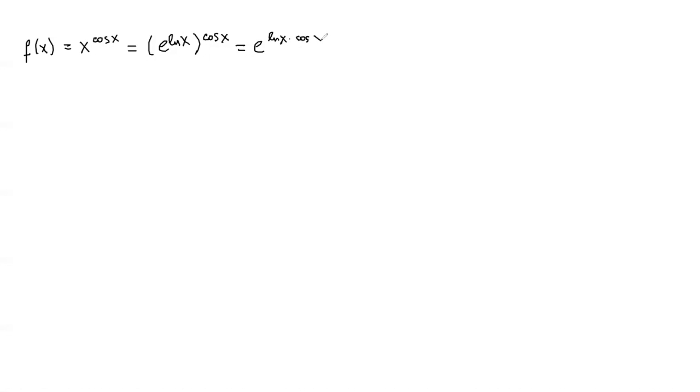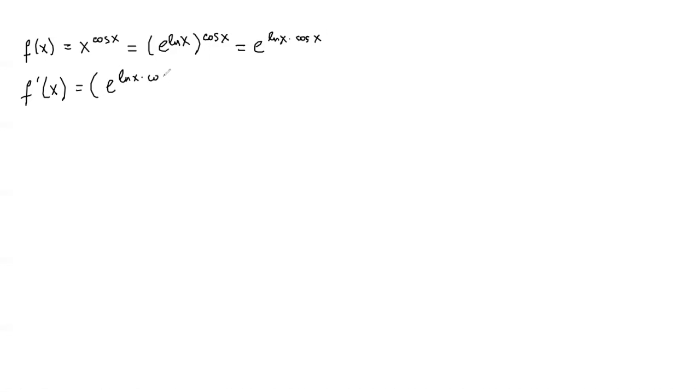And now we have a pure exponential function that has a power that depends on x. And we can use the chain rule to calculate the derivative. So let's go ahead and do it. F prime of x is going to be the derivative of e to the power of log x times cosine x.